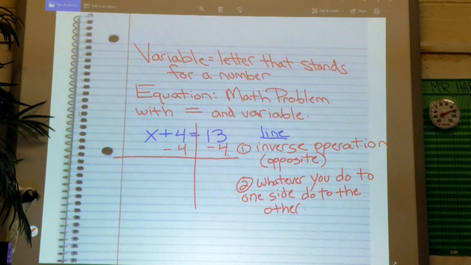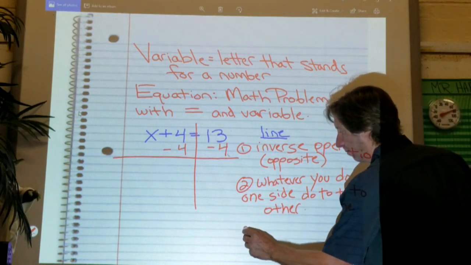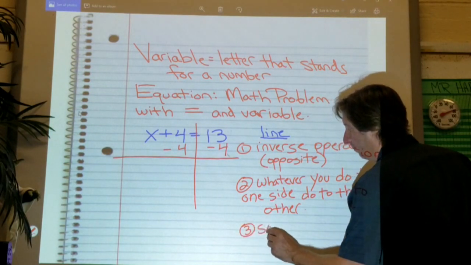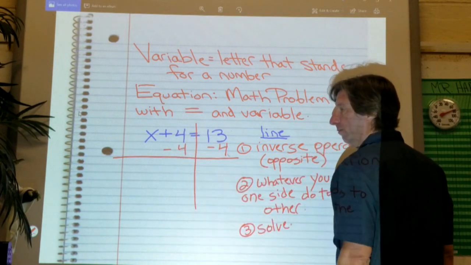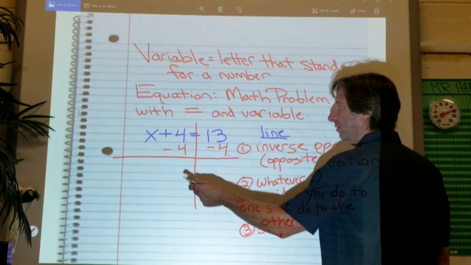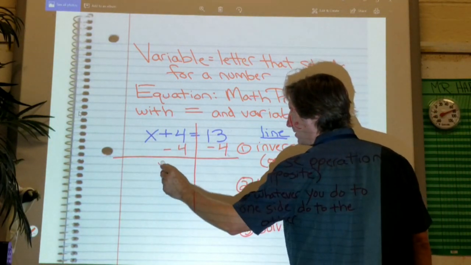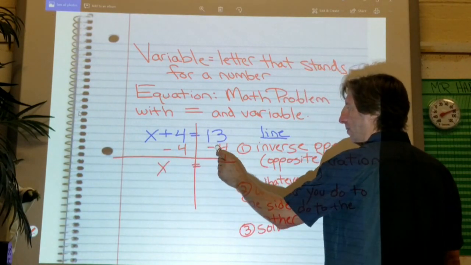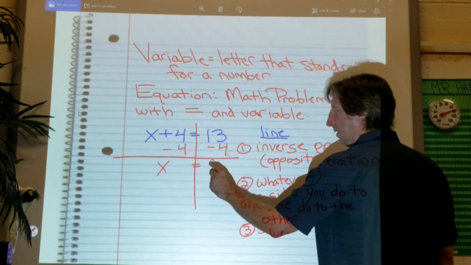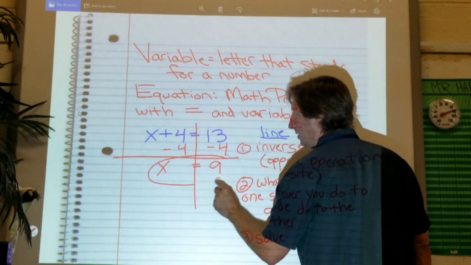And finally, solve it. So what's 4 minus 4? Nothing, right? So we write nothing. All we have left over here is the letter x. Bring down my equal sign, and then do 13 minus 4, which is 9. So my answer is x equals 9.